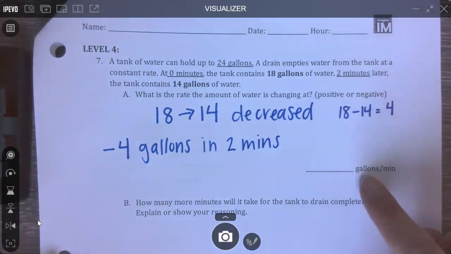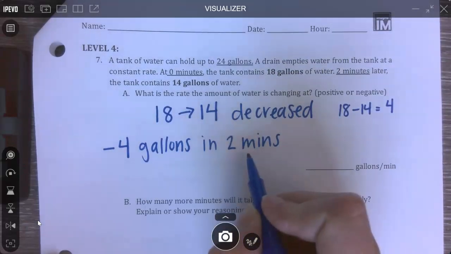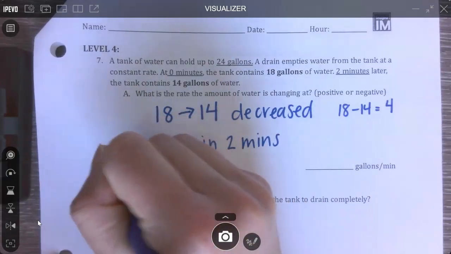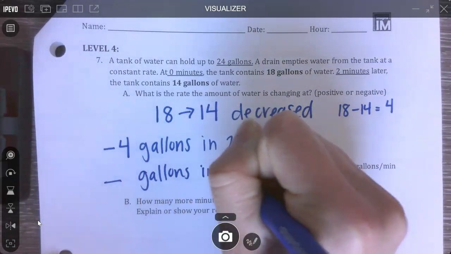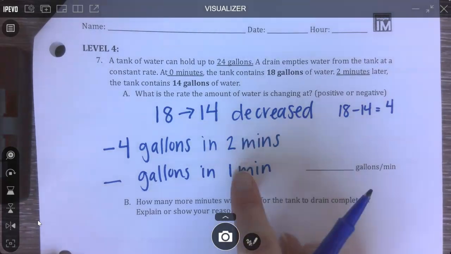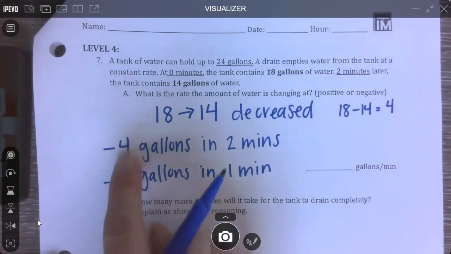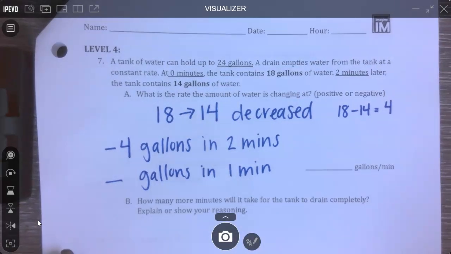But I want gallons per 1 minute. I want the constant rate. Okay, so now I just think, all right, well, if I want 1 minute, and this is 2 minutes, blank gallons in 1 minute. How do I jump from 2 to 1? I divide by 2. How do I jump from negative 4 to my answer? I divide by 2. It has to be the same thing, okay?